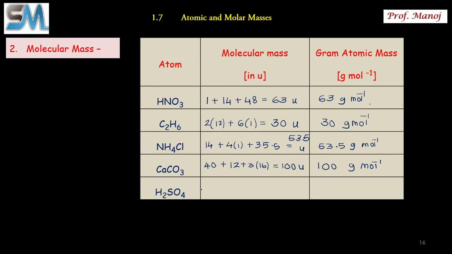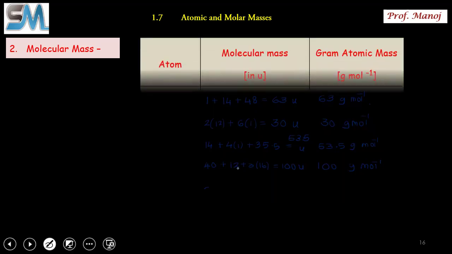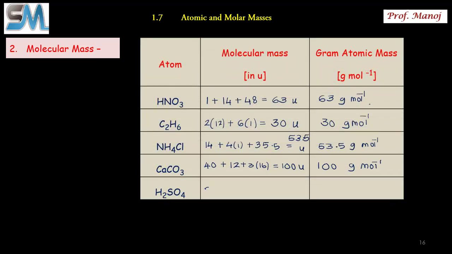Next comes sulfuric acid. So it's going to be 2 into 1 plus sulfur 32 plus oxygen 16 into 4, that's 64. So the overall molecular mass becomes 98 U, or 98 gram per mole. Correct?